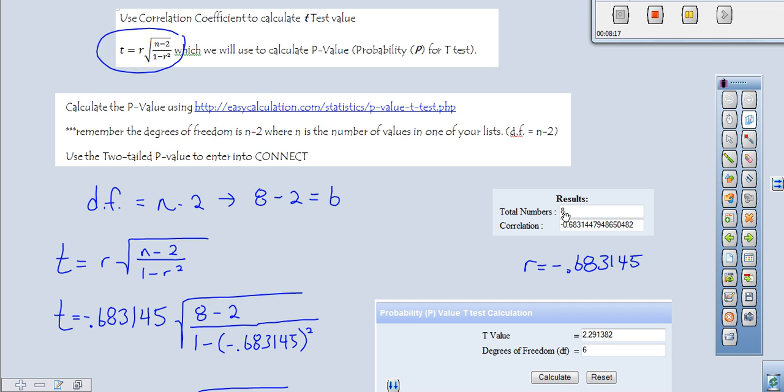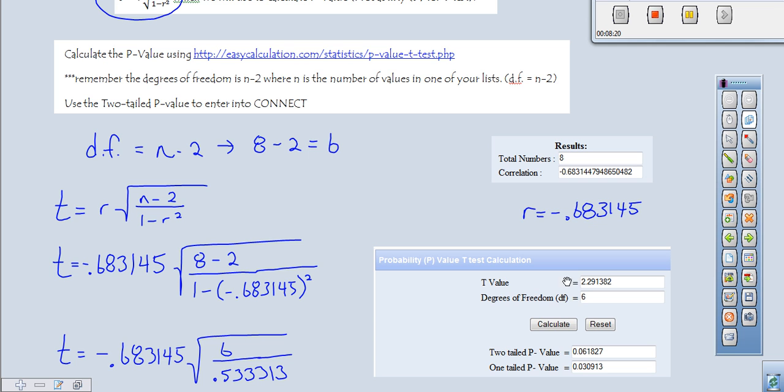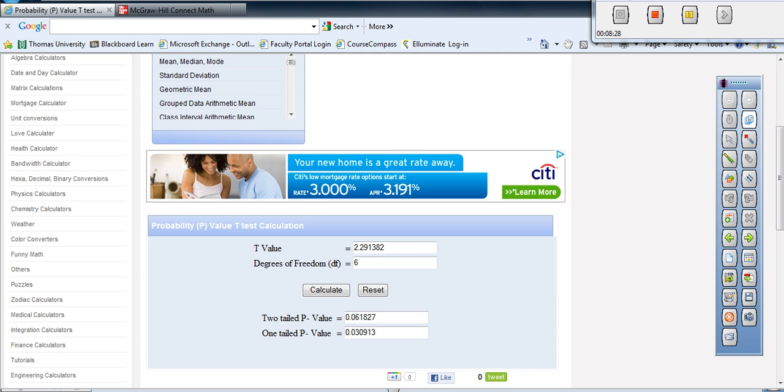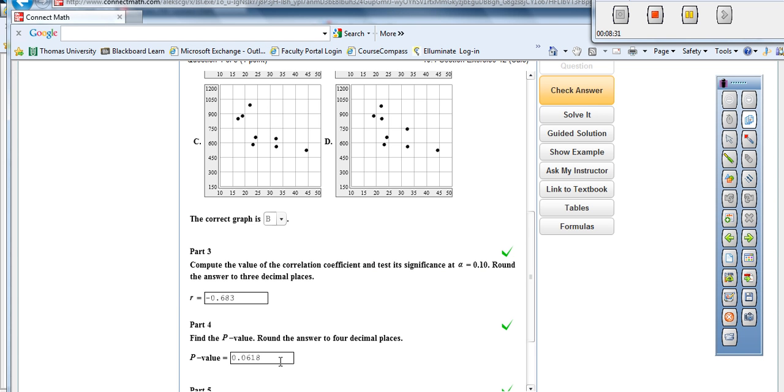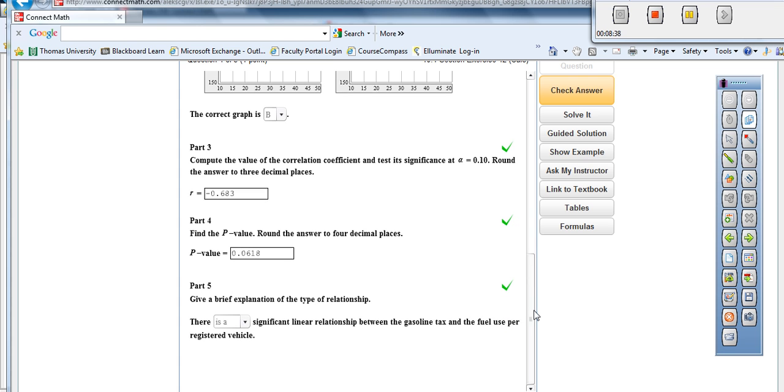So I go back, you can see here are my results. My t-value with the degrees of freedom of 6 gives me these values right here. So now I can go back to Connect, and that's how I got that solution rounded to 4 decimal places. That's my p-value. Now what does my p-value tell me?